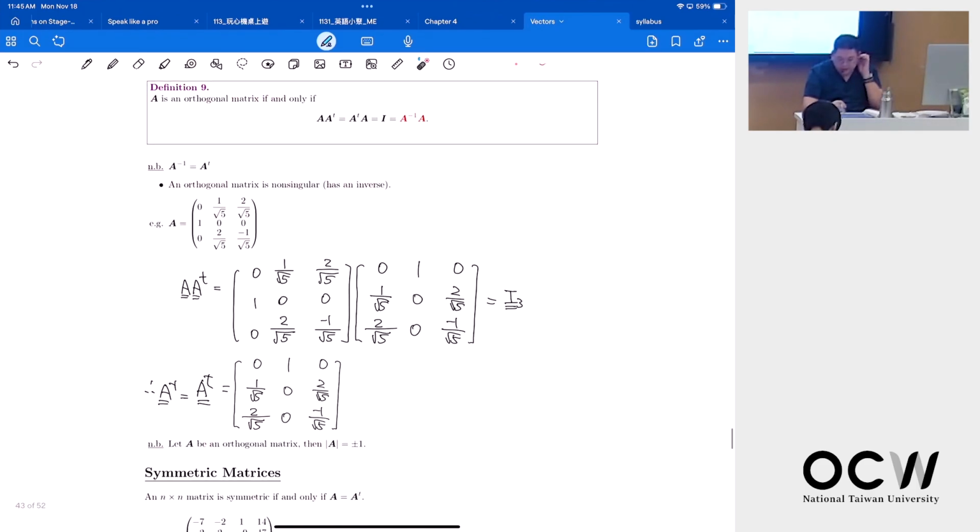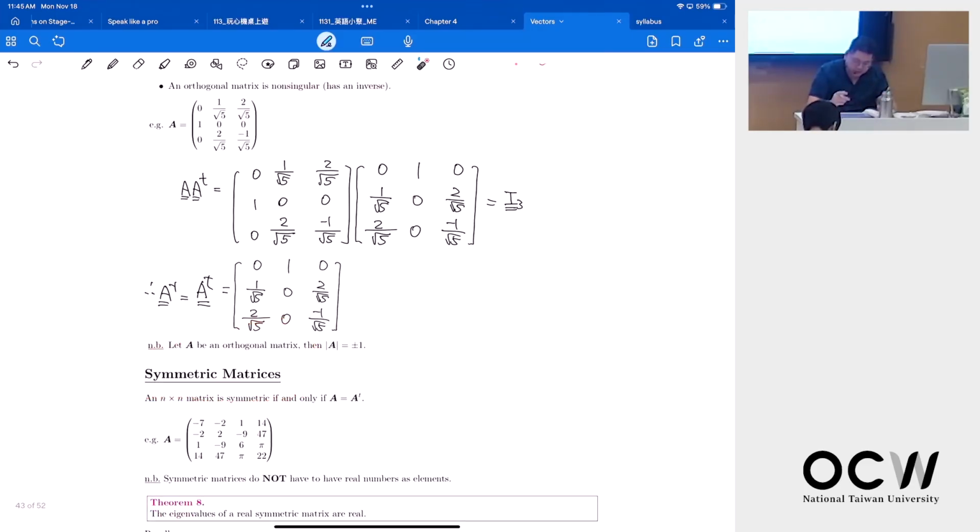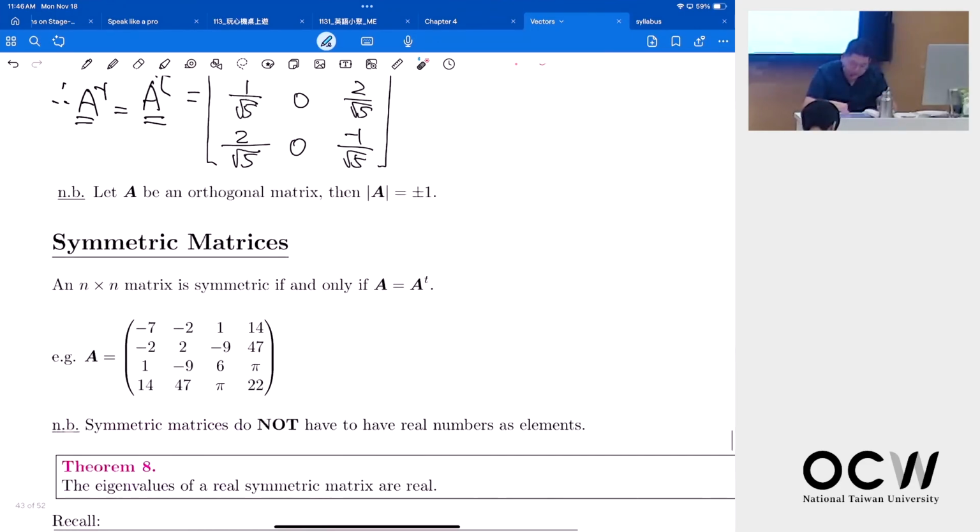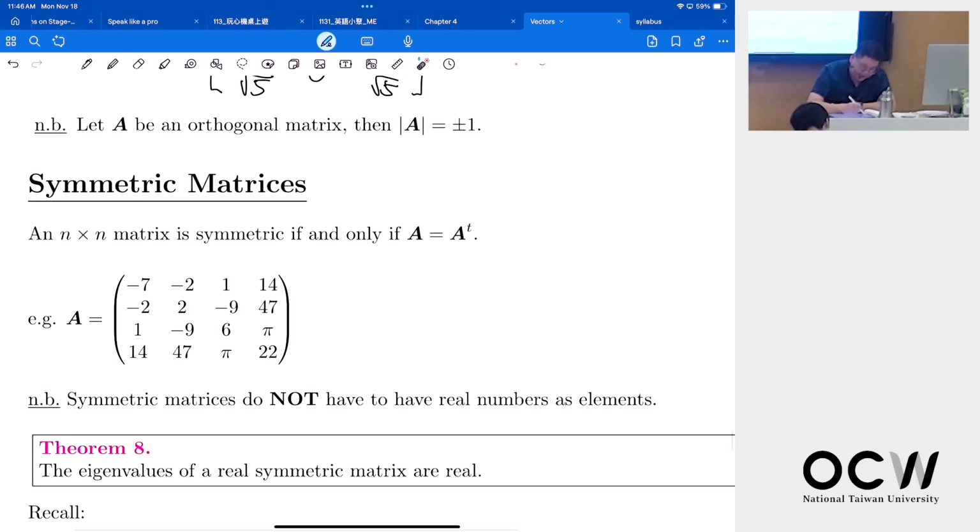Okay, so next matrix, symmetric matrix. What is a symmetric matrix? If the transpose of that matrix is itself. So for example, in this case, 4 by 4, this is the diagonal element. And then if I transpose, the first row becomes the first column. So you can see they are equal, equal, equal, equal. It is like a mirror. So this matrix is called symmetric.